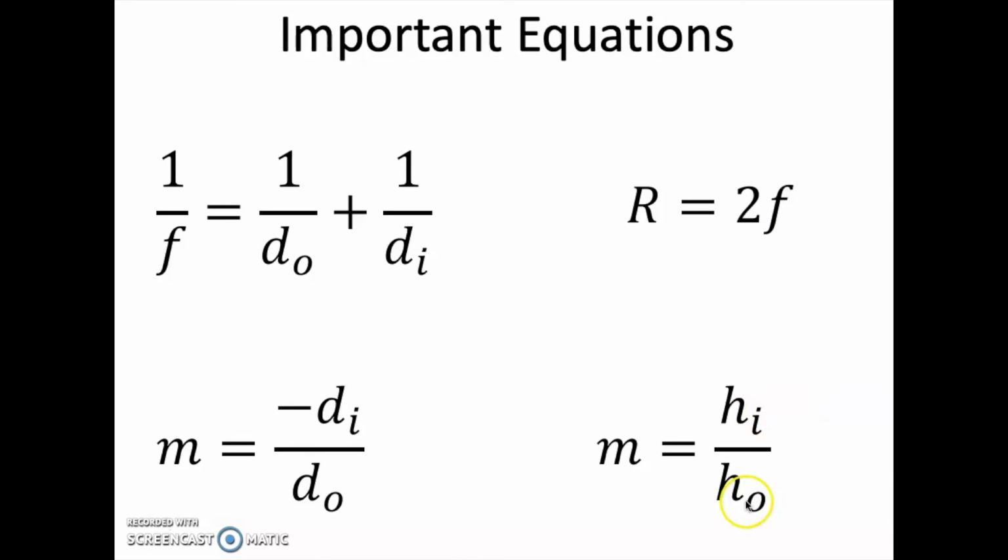Height of the image, height of the object, distance of image to mirror, and distance of object to mirror, where M is that ratio. It's a unitless number that tells you the orientation of your image. If M is upright, it's oriented so that M is positive. If it's an inverted image, M is negative. And it also tells you whether it's larger, smaller, or the same size as your original object.